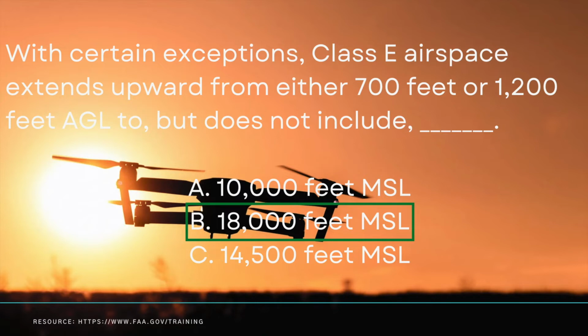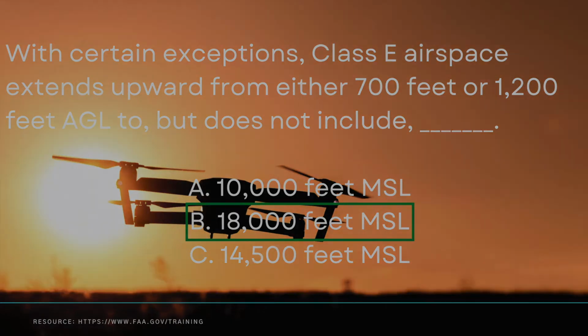Now keep this in mind, on the Part 107 exam you might see another answer that you can choose from that has an AGL number. Don't choose that one. If it shows 18,000 feet above ground level, just know that is not the right answer, because with Class E airspace, when it goes up to this altitude that it ends at, it's going to be a mean sea level number. So don't get those two confused. All right, let's look at another sample question.